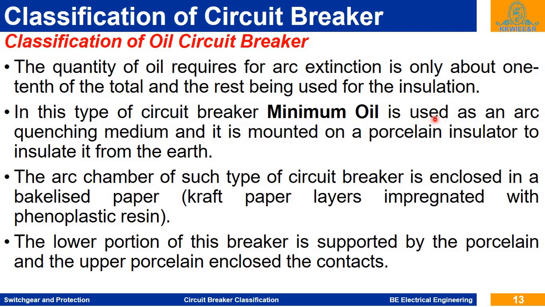This minimum oil circuit breaker uses oil as an arc quenching medium, and it is mounted on a porcelain insulator to insulate it from the earth. On the vertical portion, the arc interrupter is mounted in the porcelain insulator, so naturally the size of the porcelain insulator is less, and the oil required for arc quenching, or arc extinguishing, is 1/10 of that of the bulk oil circuit breaker.